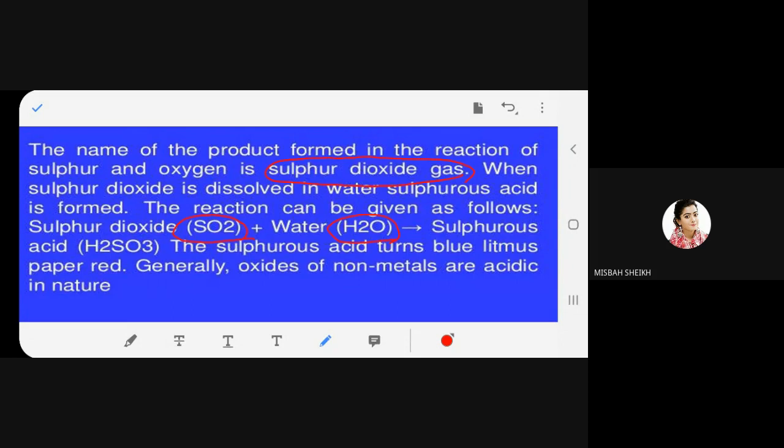Yes, ma'am. So when it got mixed with water, what did we get? Sulfurous acid. Now this sulfurous acid, we have to test whether it is acidic or basic. And we found that it is acidic in nature. That means the blue litmus is turning red. Any problem? No, ma'am.